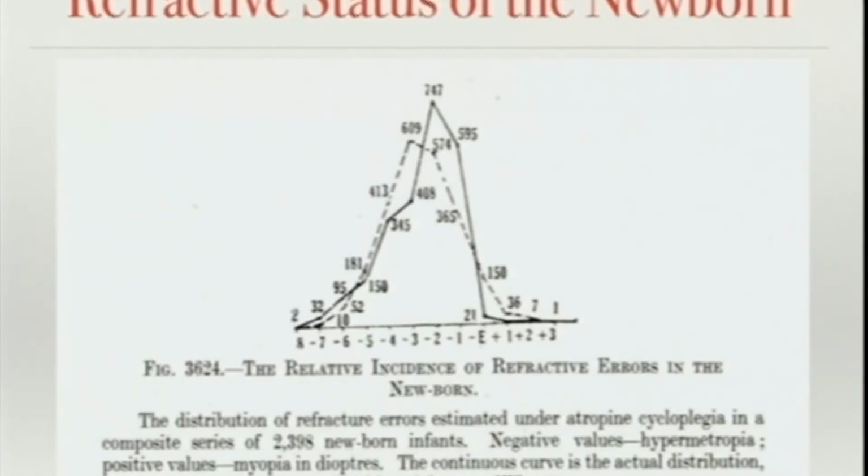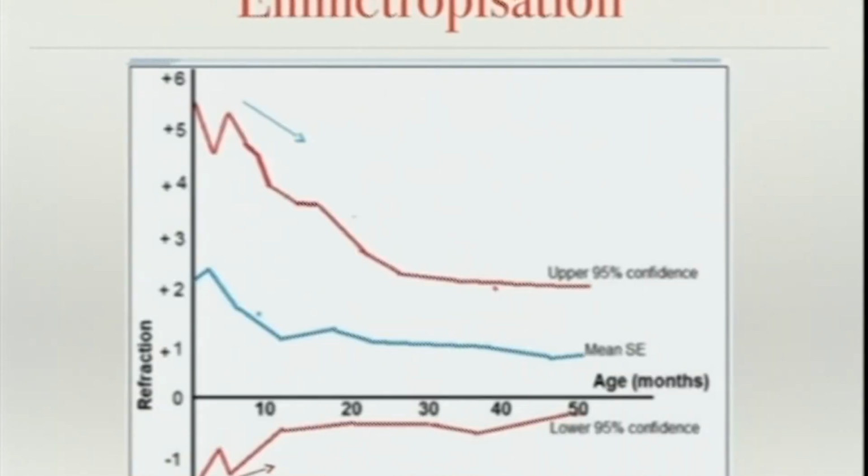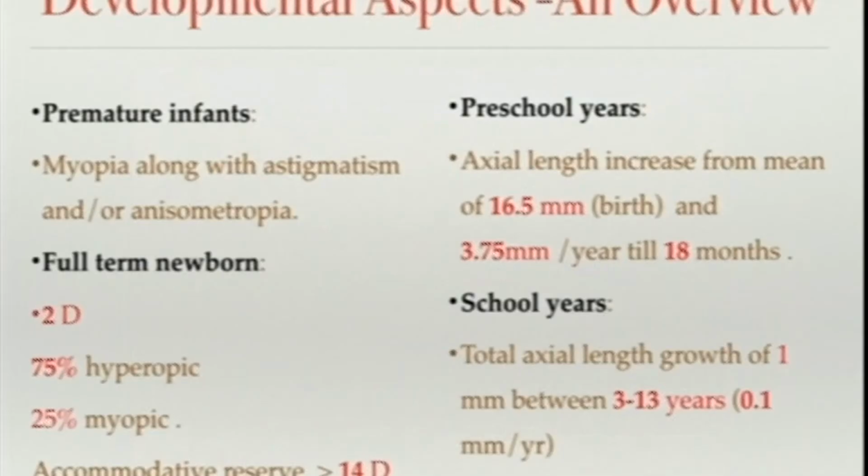So this graph, if you see, shows you the refractive errors that are seen in the newborn child. This is hyperopia and this is towards myopia. If you look at this graph carefully, you see that most of the children are born hyperopic. And then as they grow, the power gradually, whether it is hyperopic or myopic, has a tendency to emmetropize. That is, as the eyeball grows, the eye tries to become zero in its refractive error.